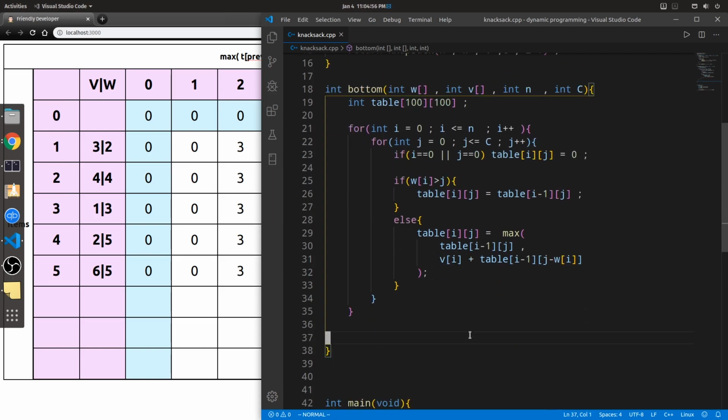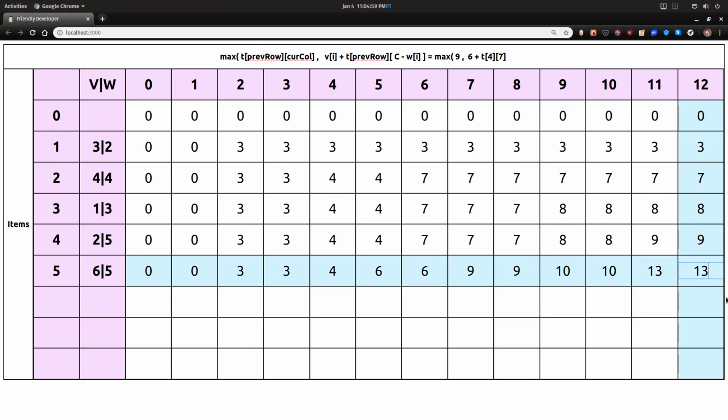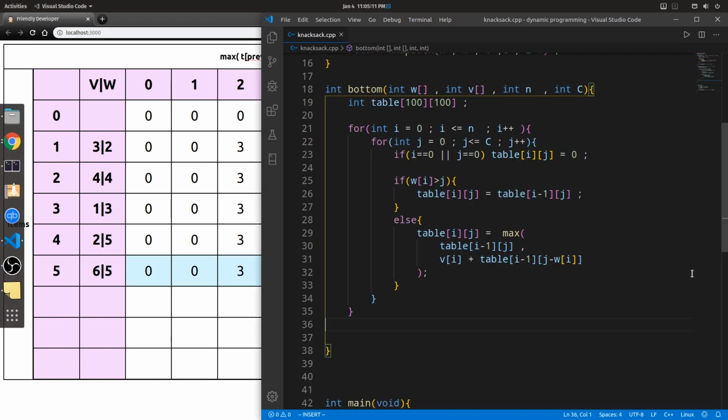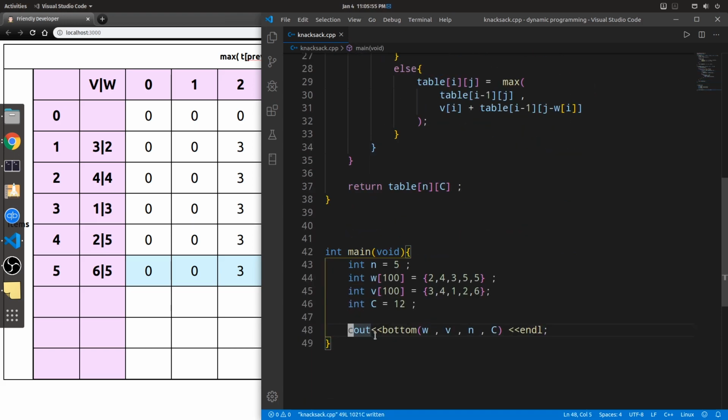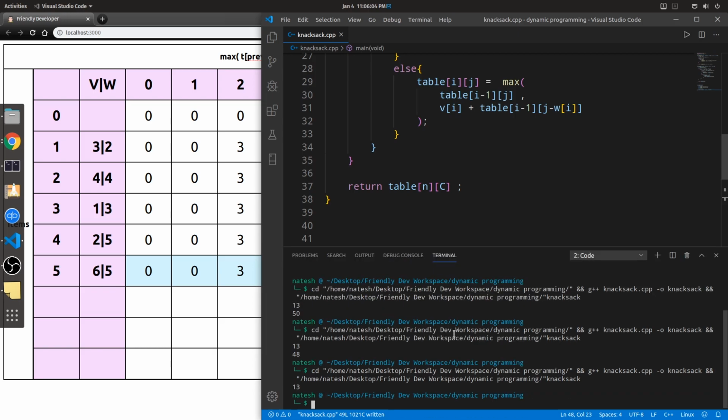Now, what is the actual solution? The actual solution to the given problem lies at the last row and last column of this table. That just means the nth row and the cth column. So we just return the value present in the nth row and cth column. Now if we call our function with the necessary inputs, that is weights, values, number of items, and the total initial capacity, let's execute it. You can see that it gives a value of 13.